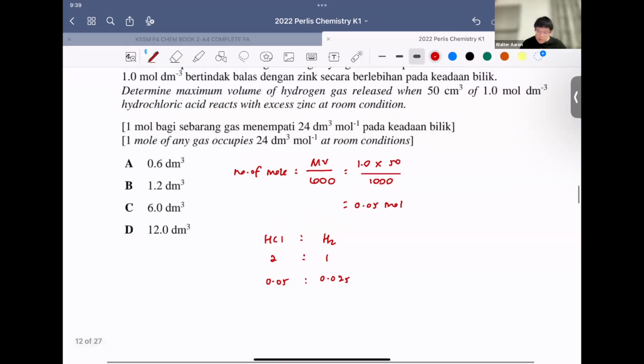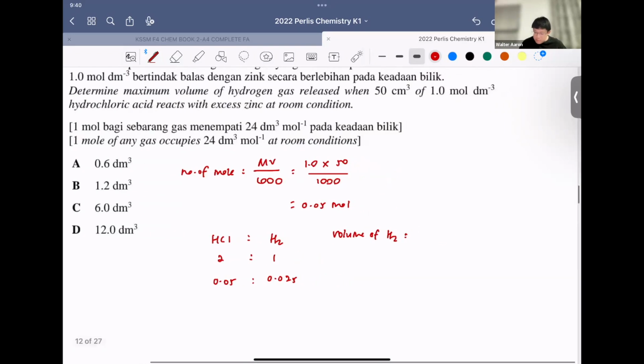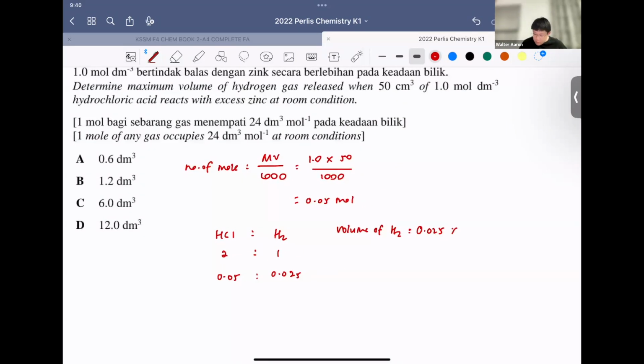So to get the maximum volume of hydrogen gas produced, it will be 0.025 multiplied by 24 decimeter cube, because it says it is supposed to be at room conditions. So therefore, you get 0.6 decimeter cube. So the answer here should be A.